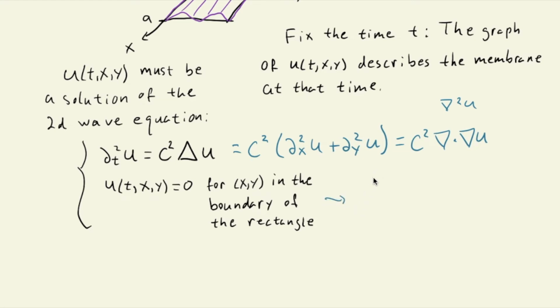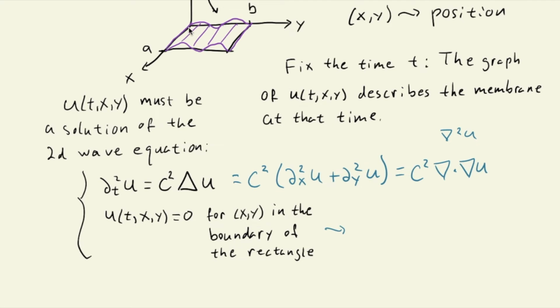See this part of the boundary here in the back is when x is equal to 0, right? So points of the form (0, y) for y between 0 and b. Or over here in the front, these are points where the x coordinate is equal to a, right? So points of the form (a, y), and y could be anything.